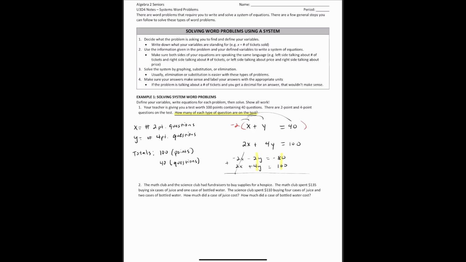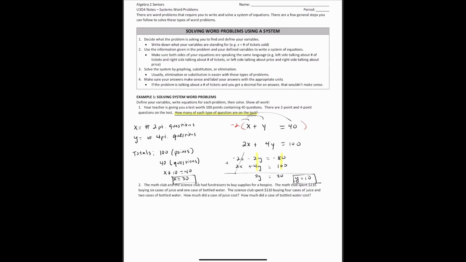So -2y plus 4y is 2y equals -80 plus 100 is 20. So if I divide both sides by 2, y is equal to 10. We're not done yet. We have our y value. We need to figure out our x value. So what I'm going to do is take my y value and plug that into the first equation here, x plus y equals 40. So I'm going to write x plus 10 equals 40, and I'm going to subtract 10 from both sides. So therefore, x is equal to 30.